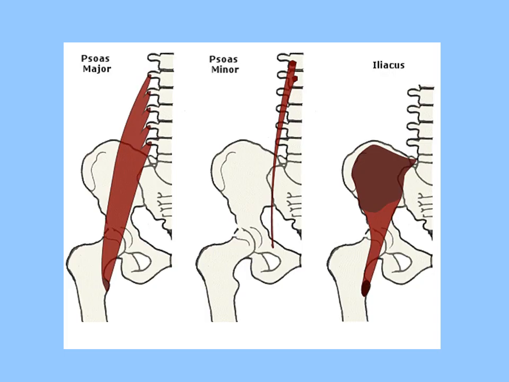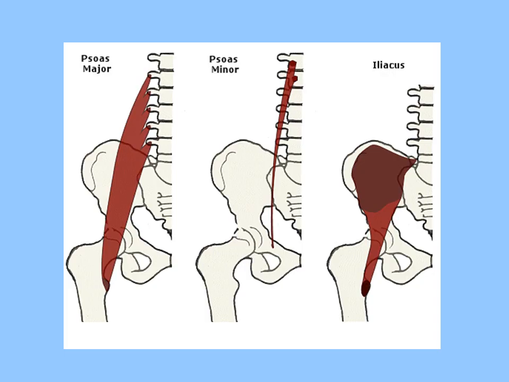The iliopsoas is a major flexor of the hip, especially above 90 degrees. The rectus femoris, one of the quadriceps muscles, is also capable of flexing the hip, although the rectus femoris becomes actively insufficient at about 90 degrees.